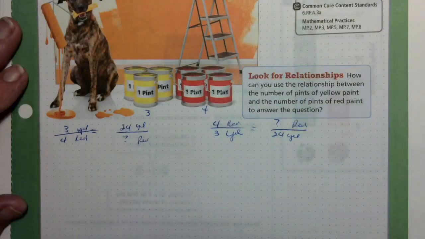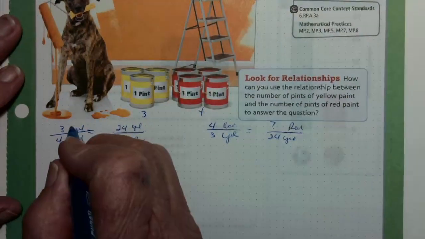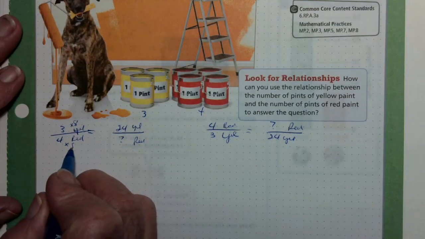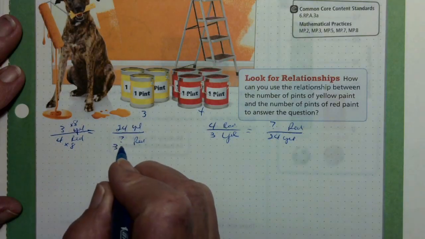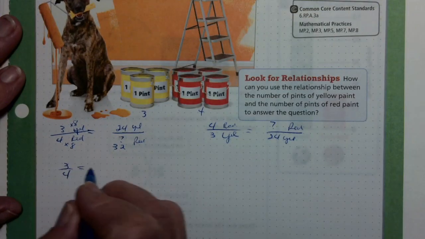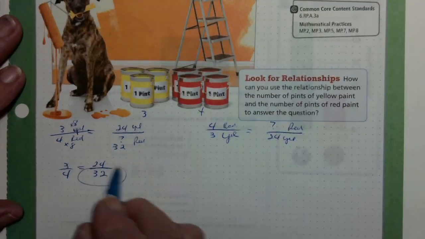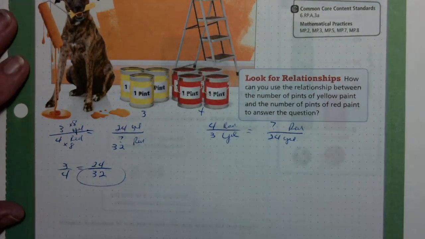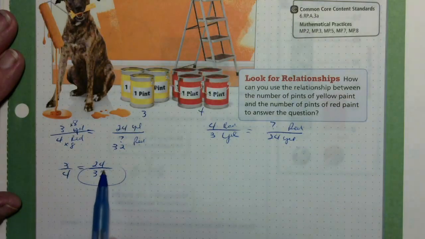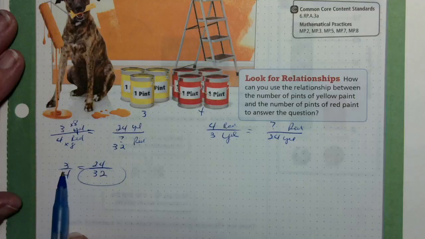3 times what gives you 24? Well, everybody should know it's 8. So we're going to multiply times 8 to get 24. So we've got to multiply this times 8. 8 times 4, that would be 32 red. So 3 is to 4 as 24 is to 32. There's the answer. Now, these are equivalent ratios, because if I reduce this back down, it comes back down to the 3 to 4.